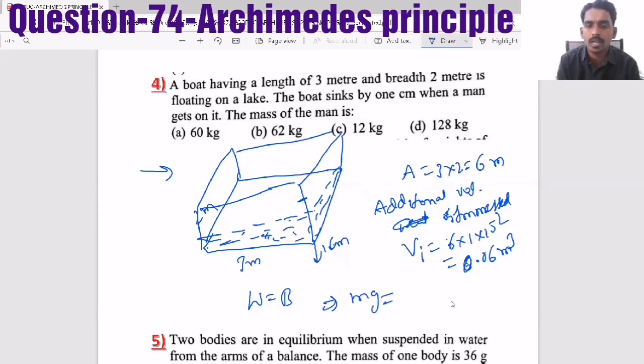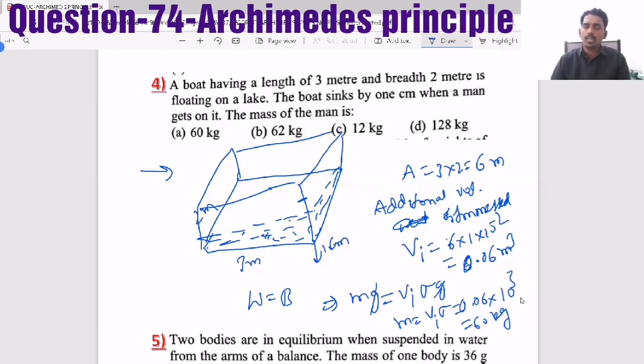Weight of the person means mg. Buoyancy due to the additional volume inside means V inside into sigma into g. So m equals V inside into sigma. V inside is 0.06 into sigma, the density of water, which is 10 power 3. So 60 kg. So see, the question is based on the same formula, but the way of asking the question is different.